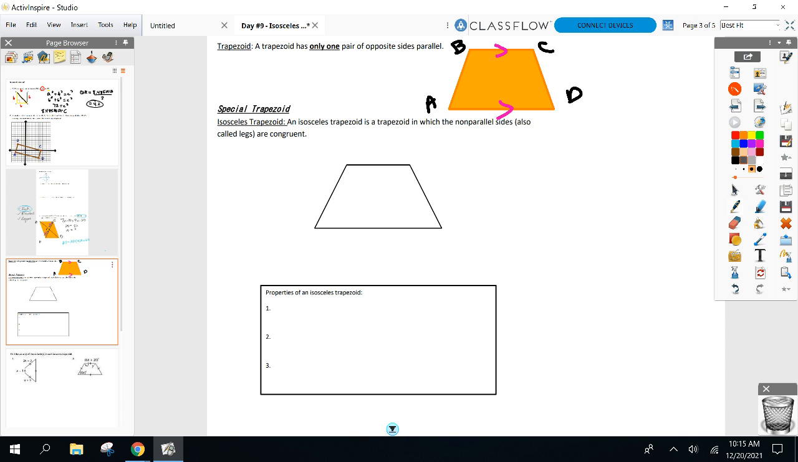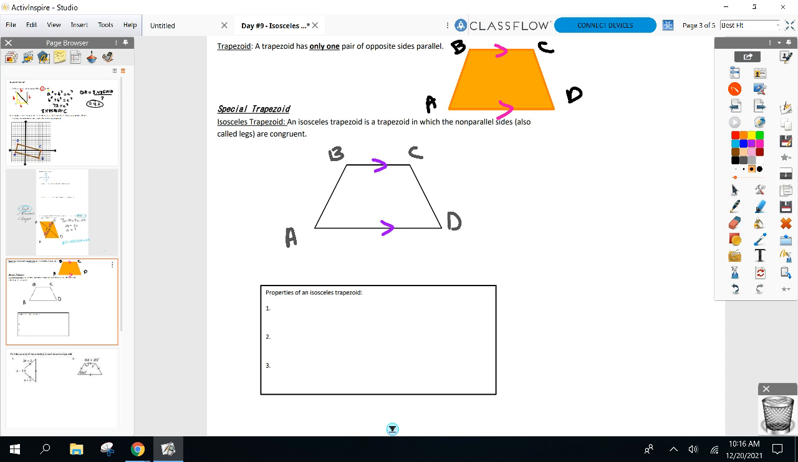So I'm not really going to spend too much time on that. The one we are going to spend time on is the souped up version, the isosceles trapezoid. All right, isosceles trapezoid. So let me go back, A, B, C, D. Still have one pair of opposite sides parallel. That's still true, BC and AD.